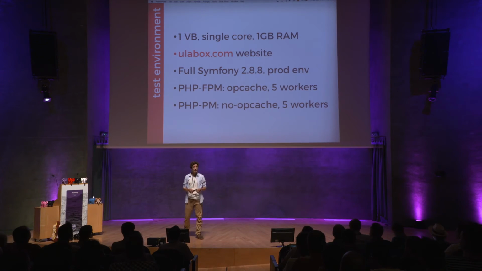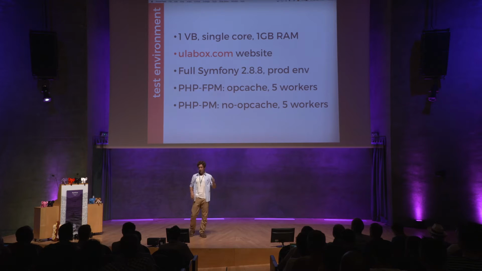I did some tests yesterday. I fired up one VirtualBox with a single core, 1 GB of RAM, using the EuLaBox website in production mode. So the best settings I can achieve, the fastest, no Symfony debug, no Symfony toolbar. And I compared, of course, PHP-FPM, the classical setup that a lot of people are using these days. Opcache, of course, at the maximum settings.